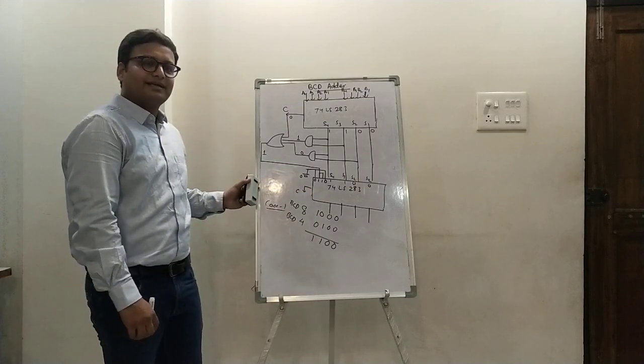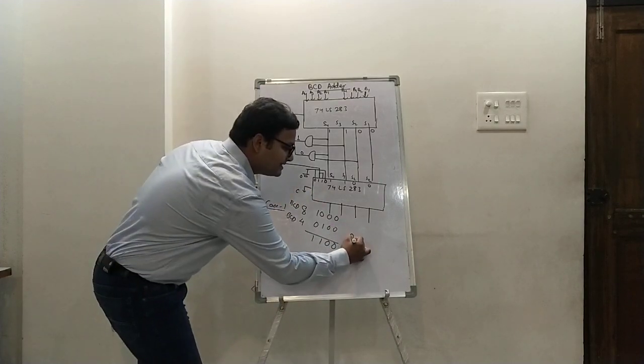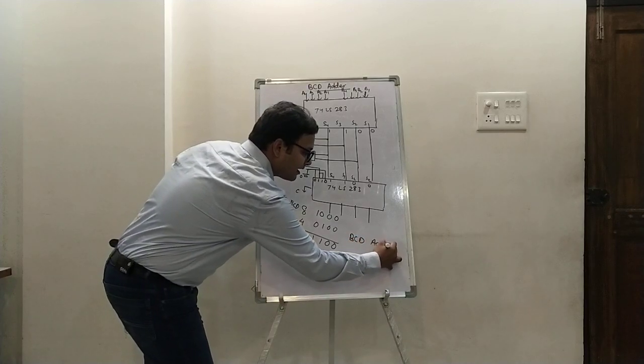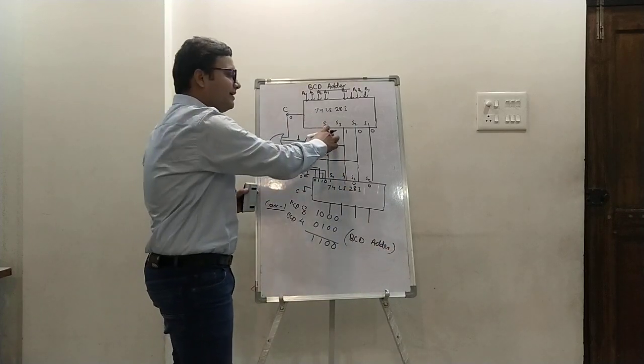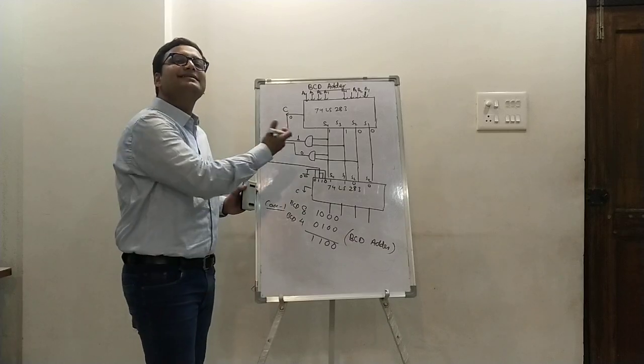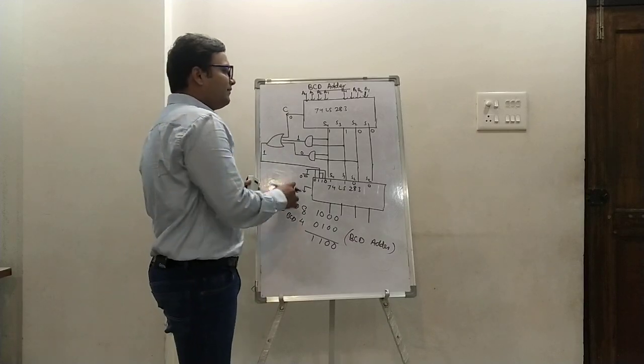So this is the circuit. This is my BCD adder circuit. Now this actually works if my sum exceeds 9.